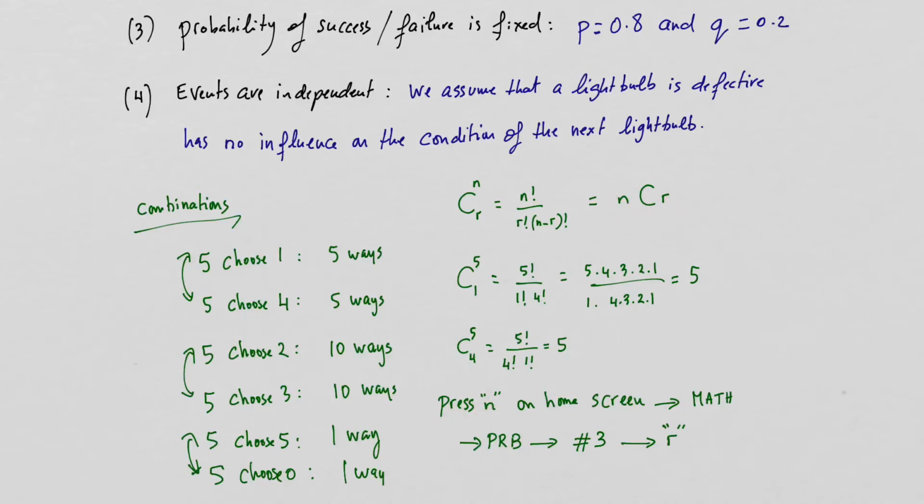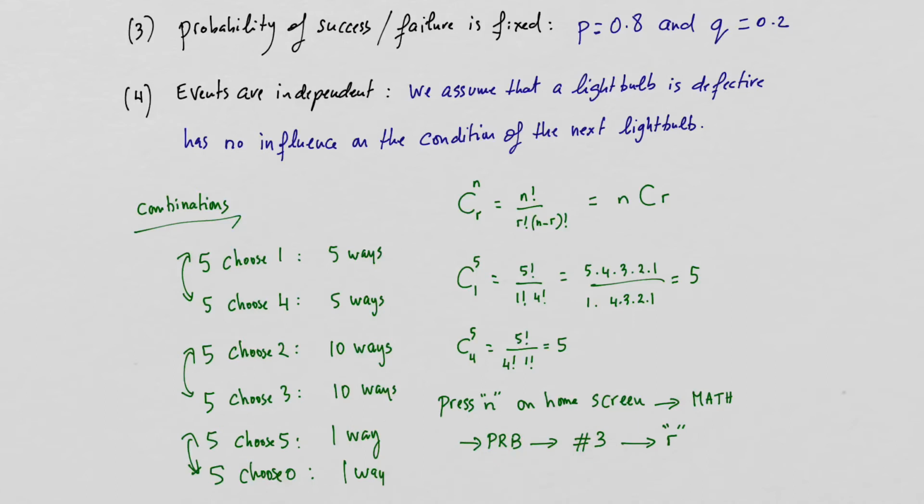Press 5 on the home screen. Make sure the home screen is empty. Just type 5. Then you go to math, and math is right underneath the green alpha button. Click on math, and once you click on it, go to the right. You're going to see a menu of about 4 things. Go to PRB, probability, on the very far right, and scroll down to number 3.